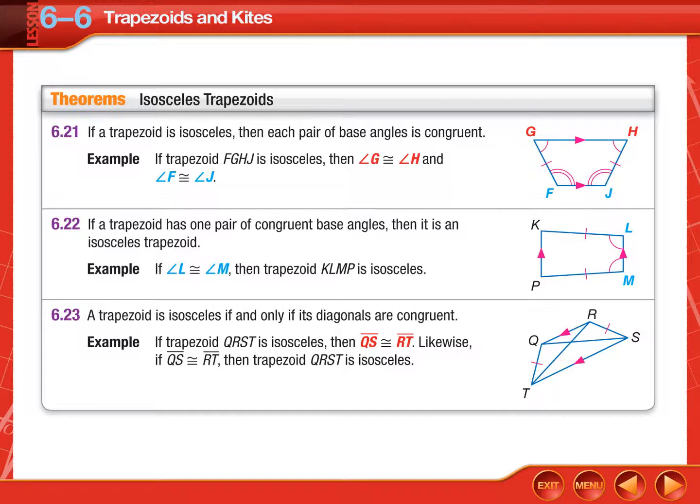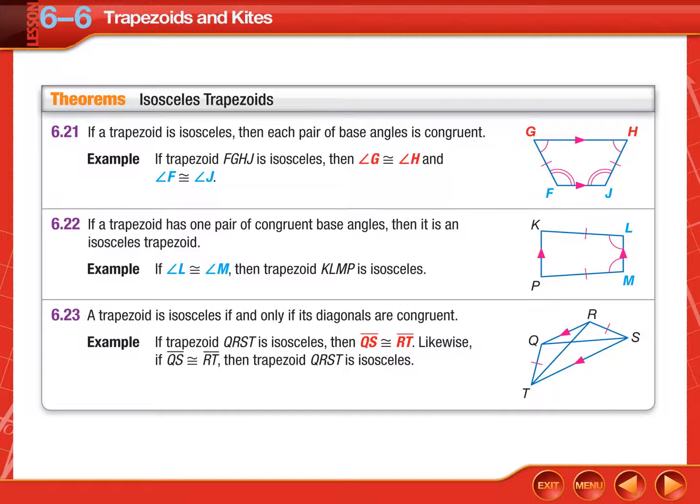So again, it says if a trapezoid is isosceles, then each pair of base angles is congruent. Works the exact same way as your isosceles triangle. Same legs are congruent, base angles are congruent. Same thing with 6.22, where we were talking about the base angles, then you know that the sides are going to be congruent. And the third theorem that is maybe newer is that it's an isosceles trapezoid if and only if the diagonals are congruent.